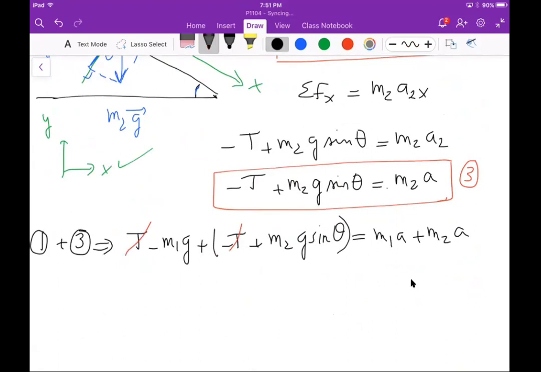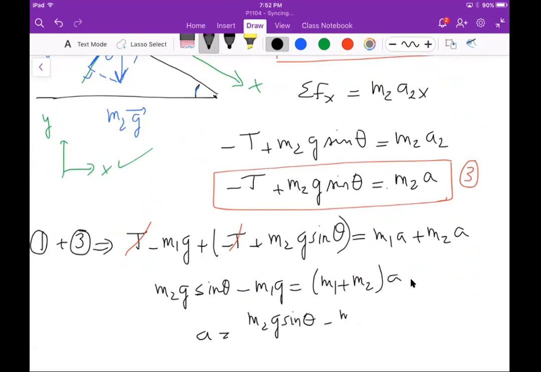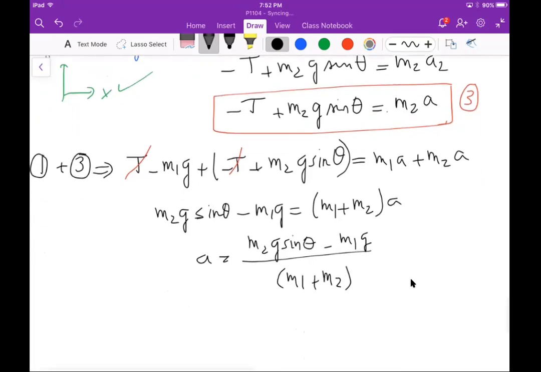And we end up finally with M2g sine theta minus M1g is equal to M1 plus M2 times A. So finally, we end up with A equals M2g sine theta minus M1g, divided by M1 plus M2. And so this is the acceleration we are looking for. As you can see, it's a function of theta. So it depends on the angle between the inclined plane and the horizontal.